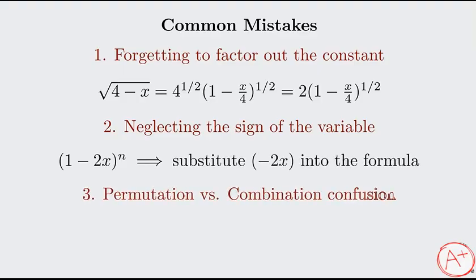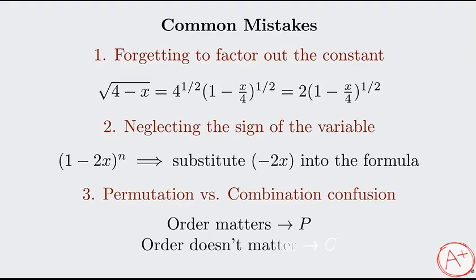In combinatorics, students often use nPr when they should use nCr. Always ask yourself, does the order change the outcome? If the group is the same regardless of order, it is a combination.